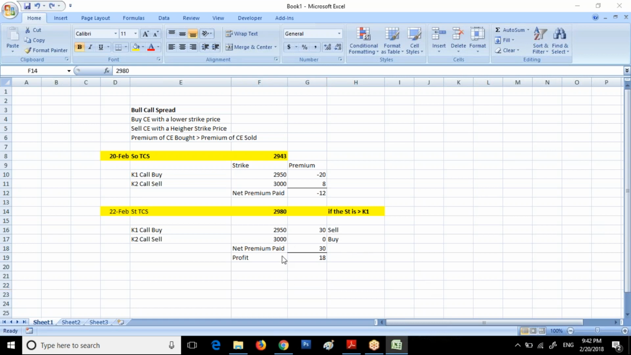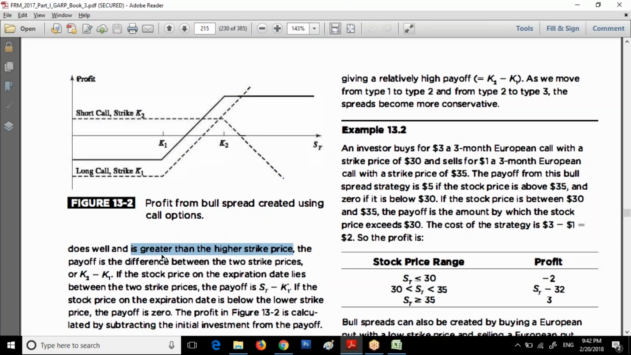Now, so we were a little confused here. It says that the price is greater than the higher strike price and the payoff is the difference between the two strike prices, so K2 minus K1. If the stock price on expiration date lies between the two strike prices, the payoff is ST minus K1. So we took the example of the second one instead of the first one.